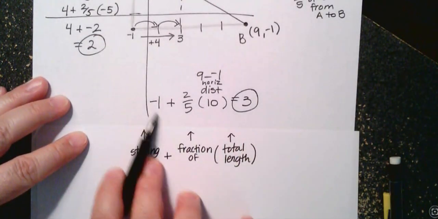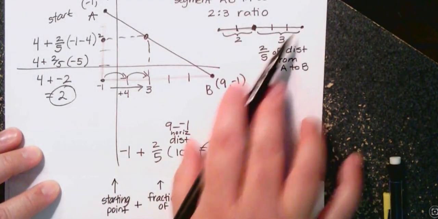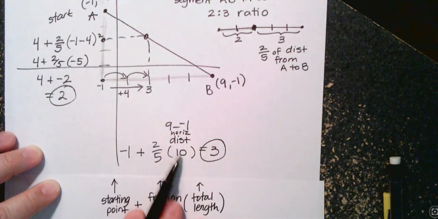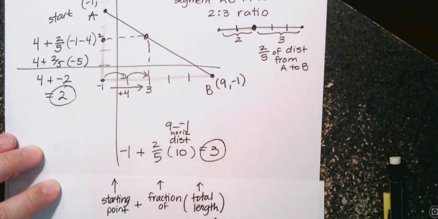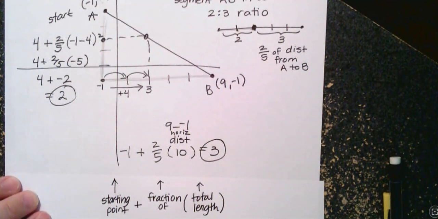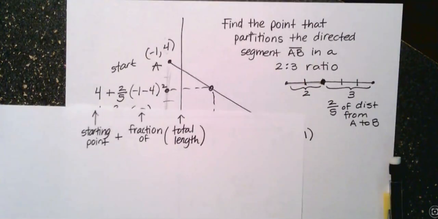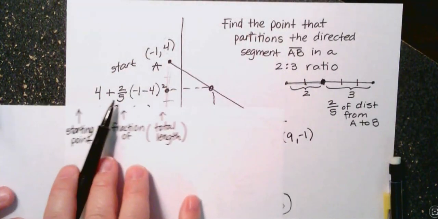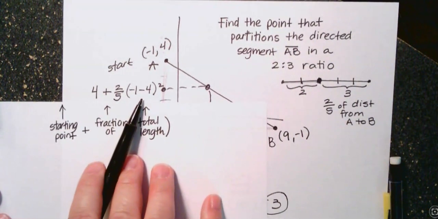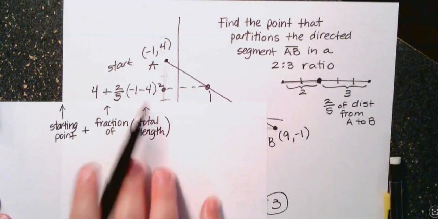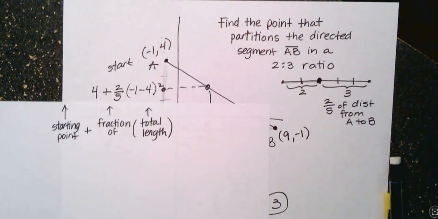I had my starting point plus whatever fraction this ratio told me I needed to go of the total length horizontally, which was 10. Now, why just horizontally? Because we're going to do the exact same thing for X and Y. So you basically just do it for X, which is just dealing with the horizontal, and then you go back and you do it for Y. So we did the same thing here for Y. We did the starting point plus the fraction of the total length. And the total length you get by subtracting the final point minus the starting point.